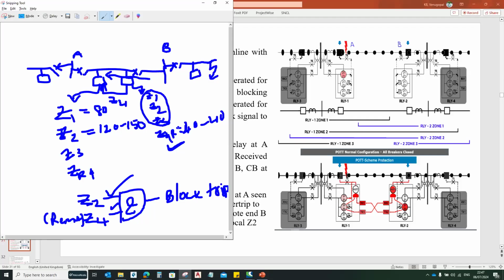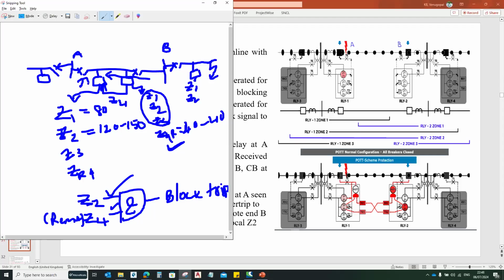But before activating the zone 4, the zone 1 protection at bus B will be activated, right? That's correct, that's what I'm telling here. If you consider zone 1, as the fault is here, during the plain condition, irrespective of the remote end condition, zone 2 will operate after 120 to 150, and as the fault is in the zone, after 500 milliseconds you are tripping the circuit breaker.